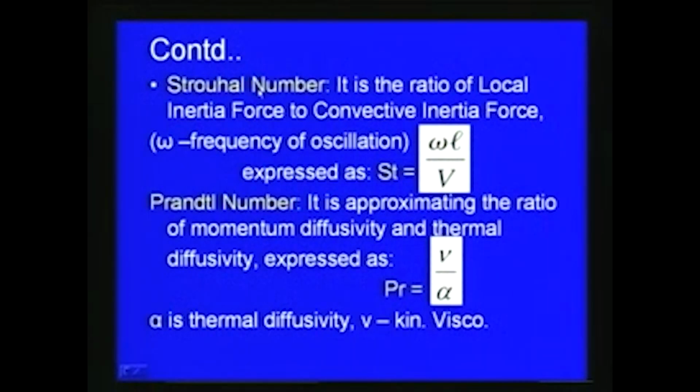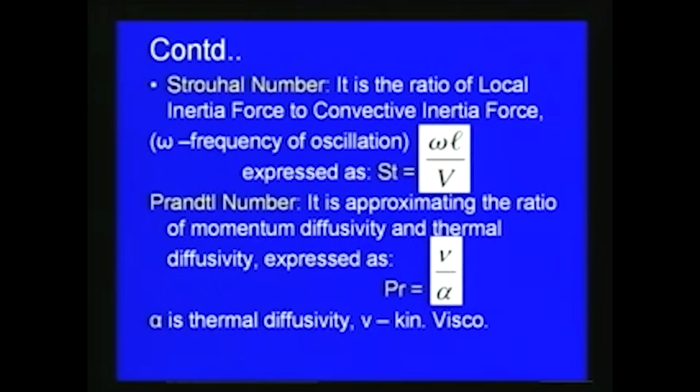Another important number is called the Strouhal number. Strouhal number is the ratio of local inertia force to convective inertia force. Wherever the convective forces are important, we use this Strouhal number. St is equal to omega L by V, where omega is the frequency of oscillation, L is a characteristic length, and V is the velocity.